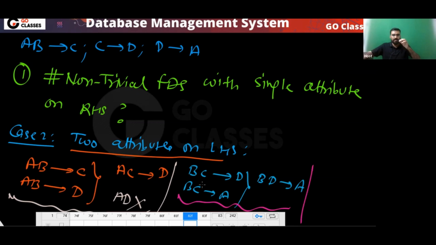Okay. Now A is done. B is done. What else is remaining? In the 2 attributes on LHS, what else is remaining? Only CD is remaining. What can CD determine? CD can determine A, right? If you find the CD closure, that will give you A.